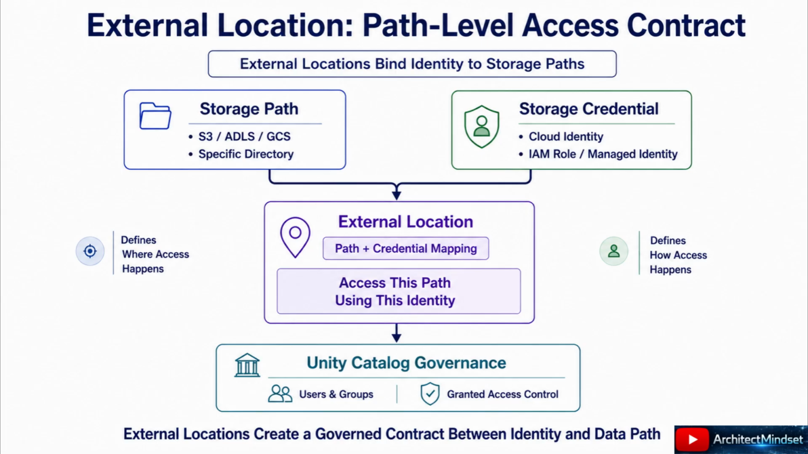An external location combines two things: a cloud storage path and a storage credential. In simple language, it says Databricks can access this specific path using this specific cloud identity, and Unity Catalog will govern who is allowed to use that access.